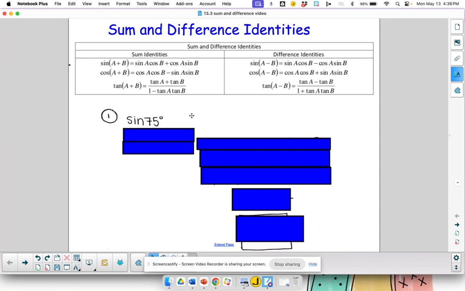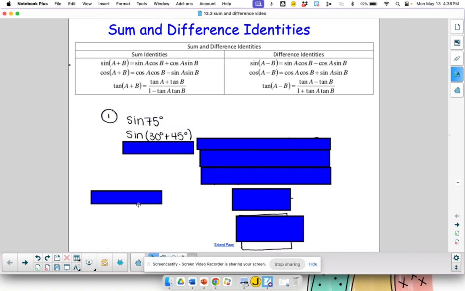You want to stay in quadrant 1 as much as possible because everything is positive in quadrant 1, and then you don't have to worry about plus and minus signs. So I need something that is 75 that adds or subtracts two numbers from the unit circle. So I decided to do 30 plus 45. 30 plus 45 is 75.